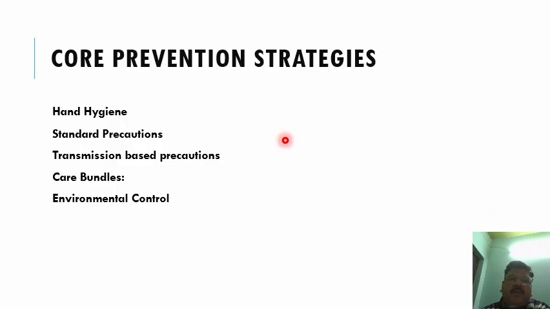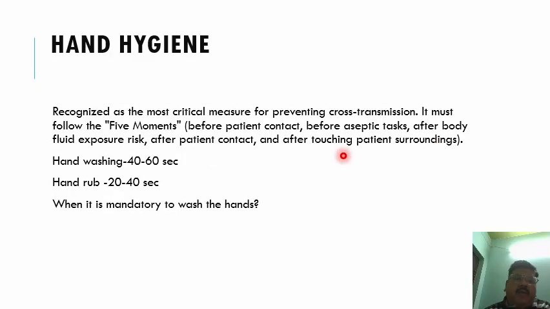What are the core prevention strategies? Hand hygiene, standard precautions, transmission-based precautions, care bundles, and environmental control. Hand hygiene is recognized as the most critical measure for preventing cross transmission. It must follow 5 moments, that is, before patient contact, before aseptic tasks, after body fluid exposure risk, after patient contact, and after touching the patient's surroundings. Hand washing should be done for at least 40 to 60 seconds and hand rub 20 to 40 seconds.